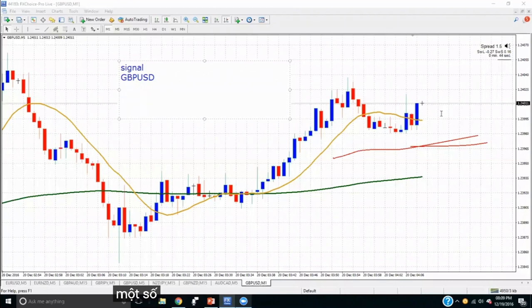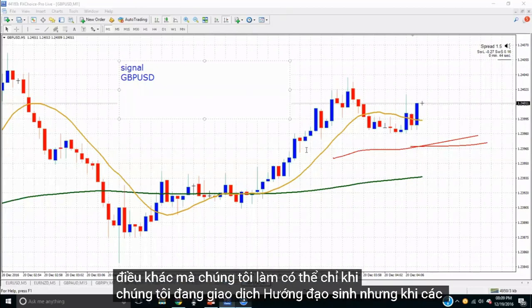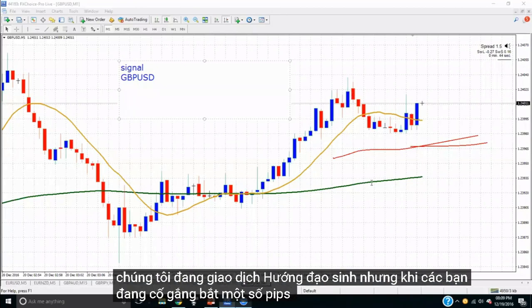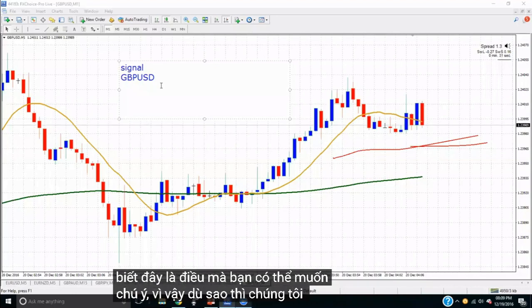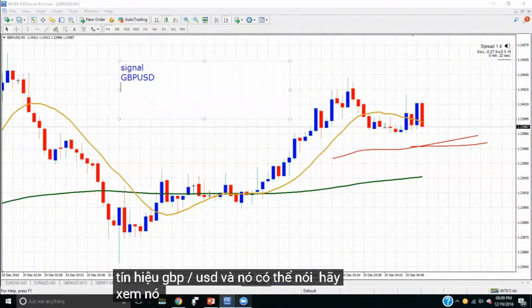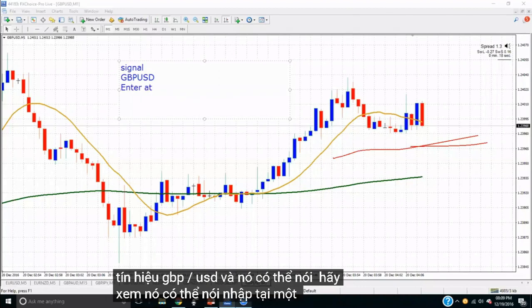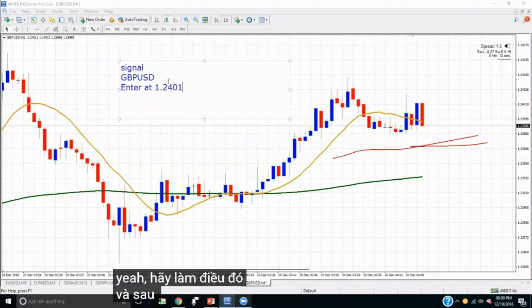And we can talk about some other things that we do, maybe just when we're scalp trading. But when you guys are trying to catch some pips, this is something you might want to pay attention to. So anyway, we get a GBP USD signal, and it might say enter at 1.24010. Let's see. Yeah, let's do that.